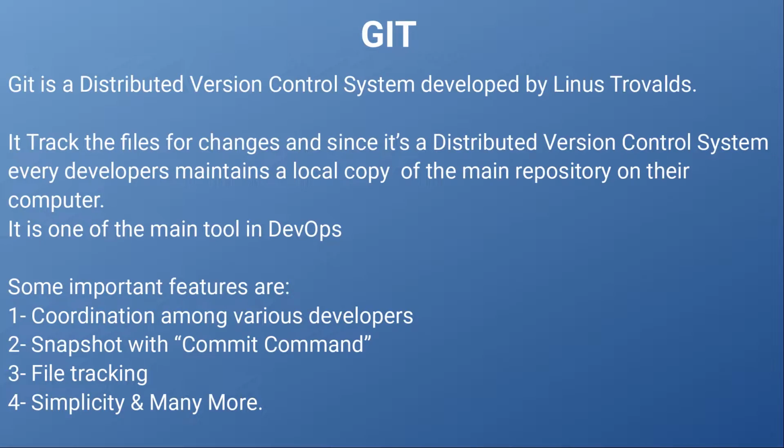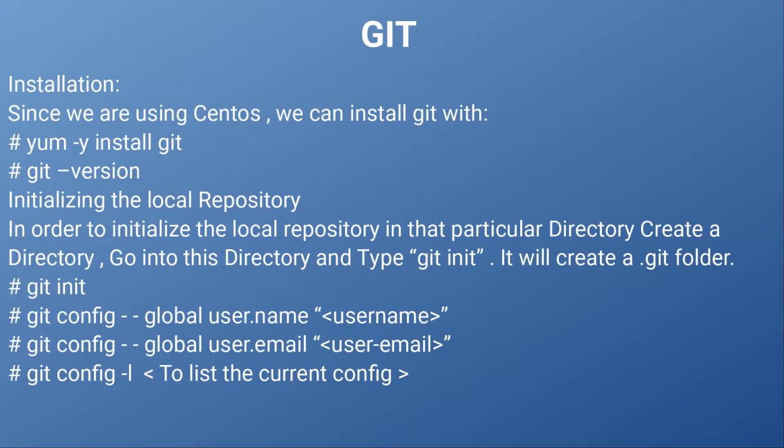So that's why the important features are coordination among various developers. All the developers working on that project will know what changes were made or what things have been added. You can always take a snapshot with the commit command, so you will protect your data in this manner. Files will be tracked, like any changes in the file will be tracked, and it's very simple, and it has a lot more features which we will take a look at in our coming videos.